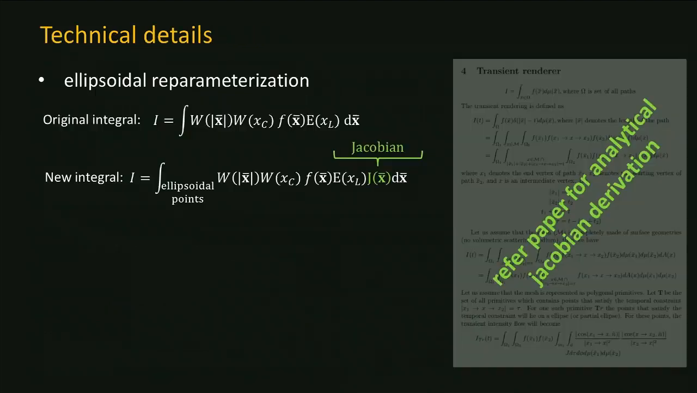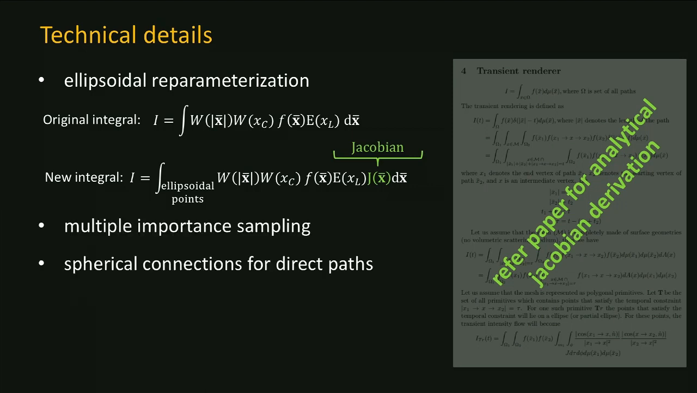By introducing a connecting vertex, we have changed the variables of integration in the path space integral. As a result, we need to evaluate a non-trivial Jacobian term for this integrand to have the same value. We have analytically derived this Jacobian for the case of polygonal meshes, and you can find these details in our paper. The paper also includes a few other technical details, for example, concerning the implementation of multiple importance sampling or spherical connections for direct illumination.